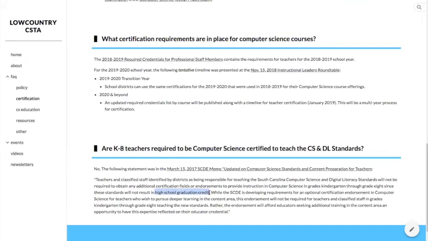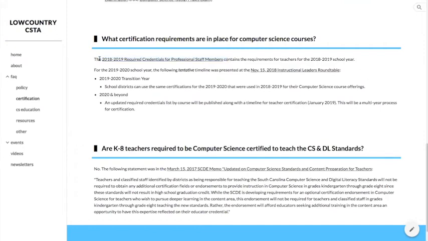In order to teach a course for graduation at the middle school level, you do have to abide by the required credentials document, which is linked up here. The 2018-19 required credentials document applies for this year and this year only. Right now there has not been any required credentials document released for future years.